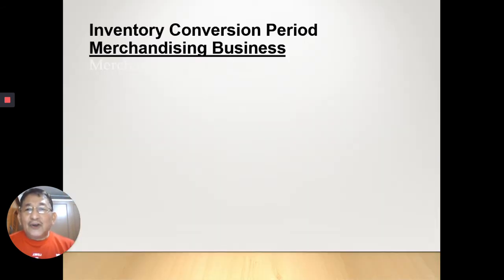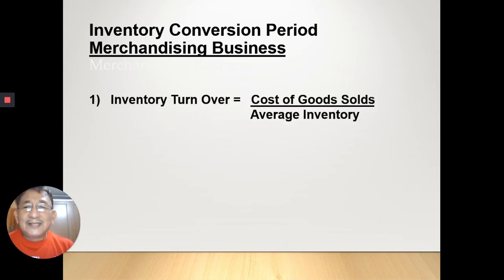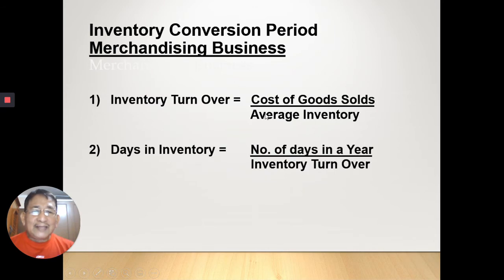So, the inventory conversion period is like this. For a merchandising business, you have to compute the inventory turnover. How do you compute it? The formula is the cost of goods sold divided by the average inventory. When we say average inventory, there are two figures or amounts. You take the sum total and then divide it by 2. When you divide the sum of the two figures by 2, that is what you call the average.